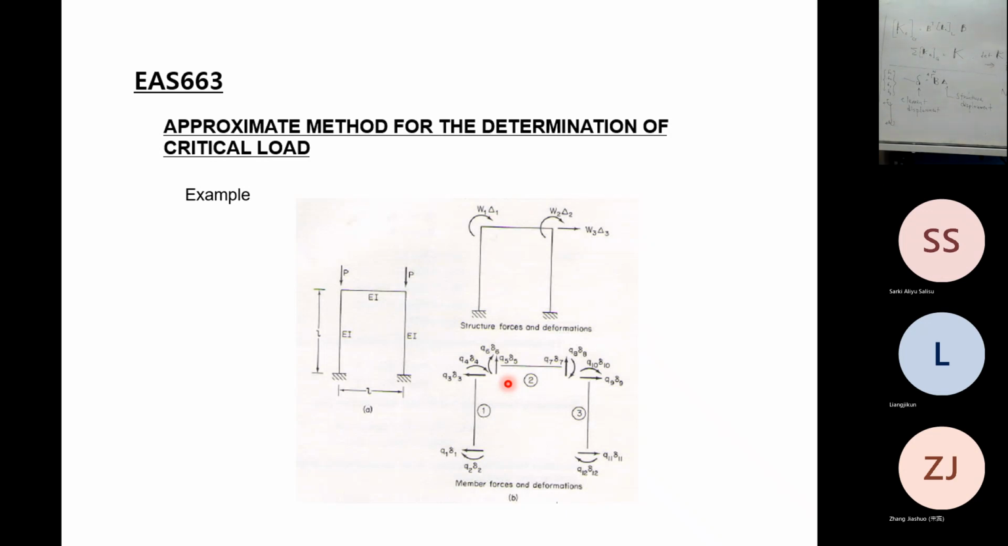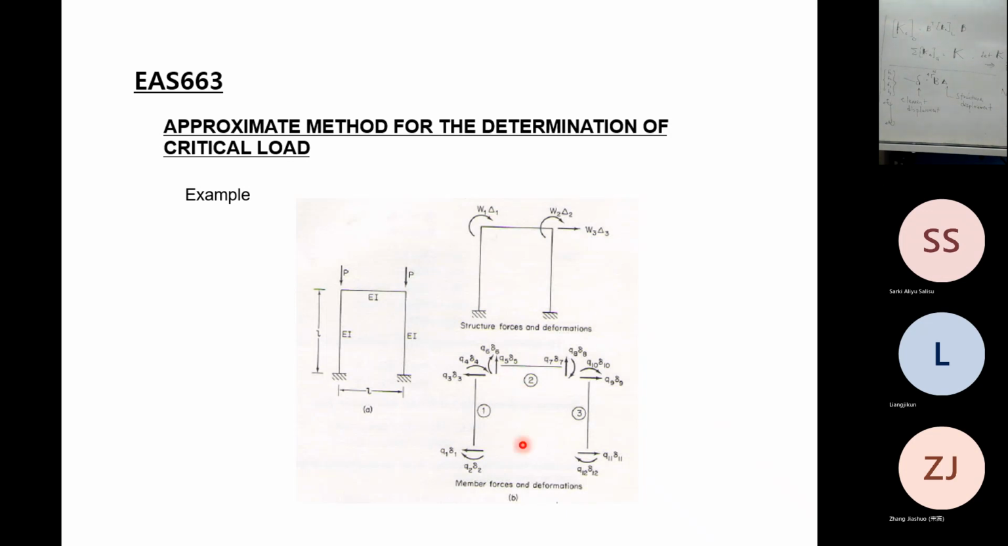Delta 6 is the rotation, equal to delta 1. Yeah, delta 6 equal to delta 1. Then delta 7 again equal to 0. Delta 8 equal to delta 2. So that is the second set of equations. From there, you get the B matrix for element 2.